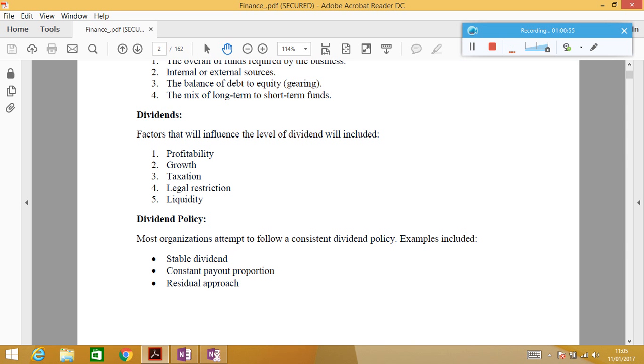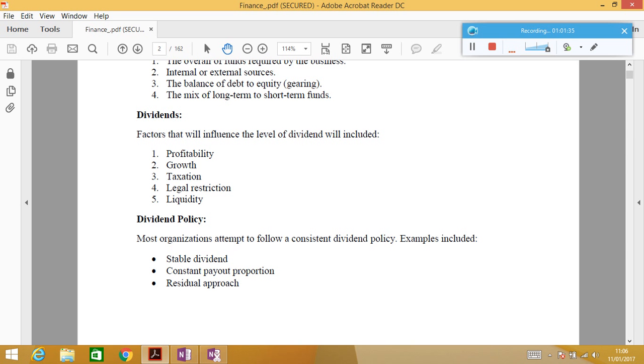Residual approach. It is something different. For example, you have your profit, your retained earnings. You take your retained earnings and first spend for investment. You pay the other expenses you want. When you have the balance after your spending, the balance you pay out. That's called the residual approach. After spending on all the other expenses and investment, the balance is what you pay.